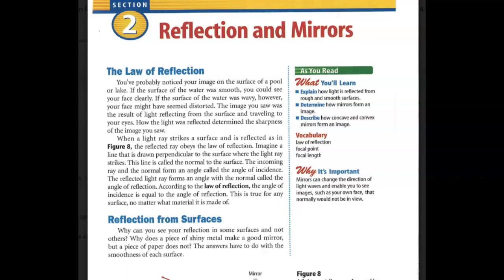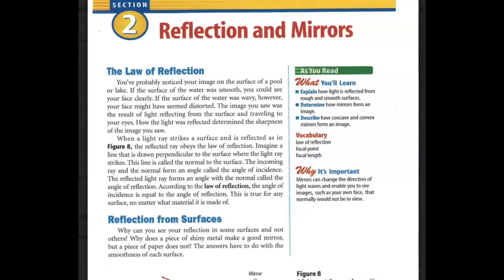Reflection in mirrors. The law of reflection. You probably notice your image on the surface of a pool or a lake. If the surface of the water was smooth, you could see your face clearly. If the surface of the water was wavy, however, your face might seem distorted. The image you saw was the result of light reflecting from the surface and traveling to your eyes.